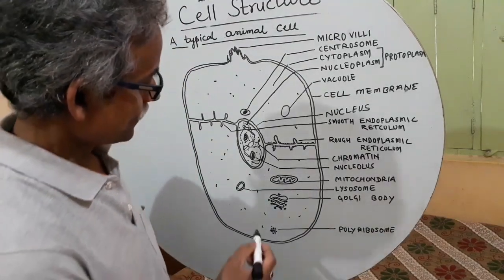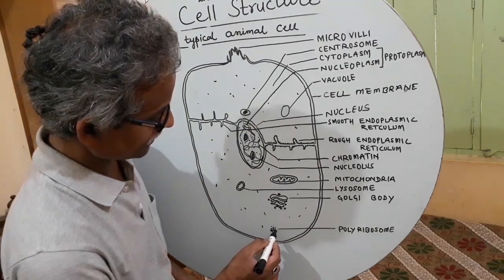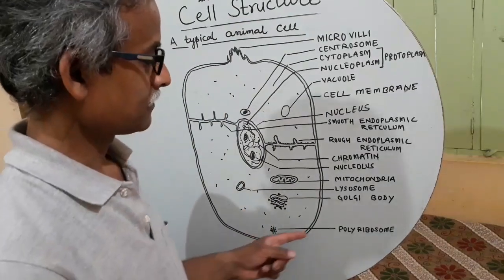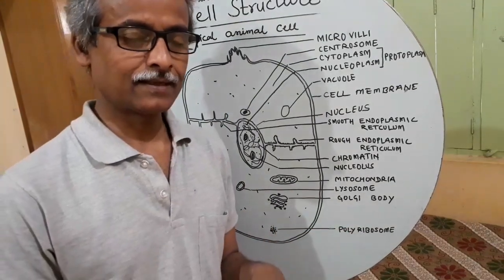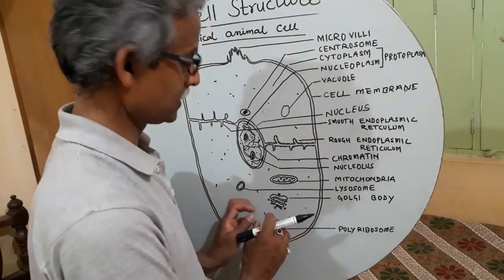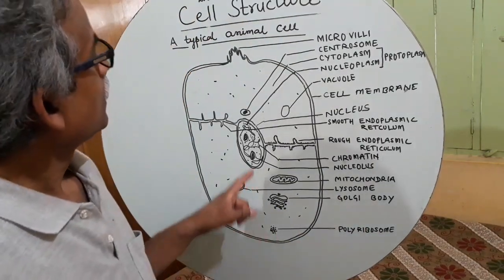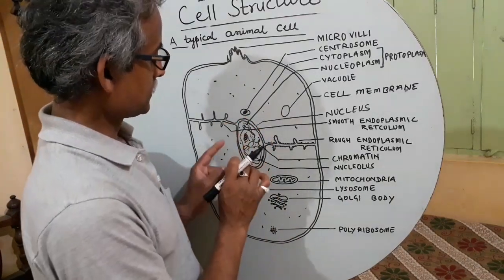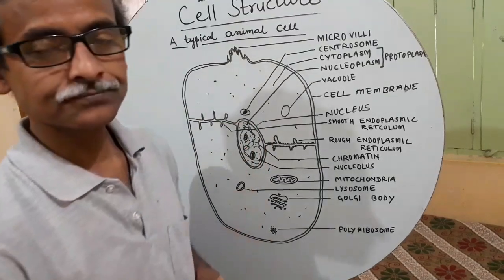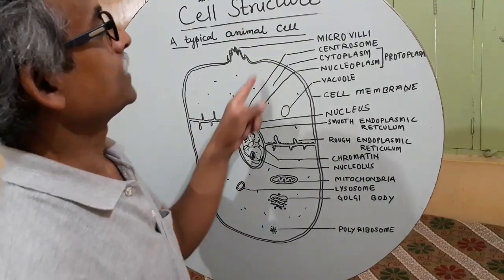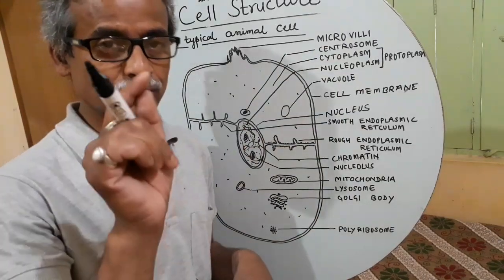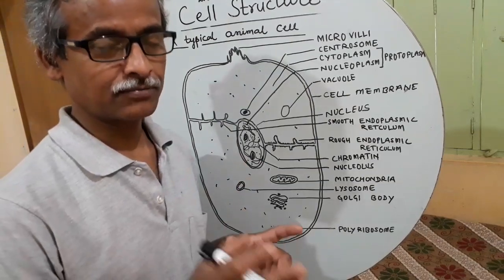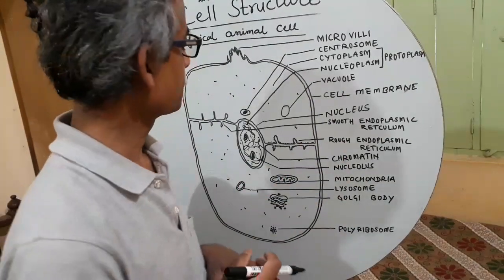You see here there are many particles, a bunch of particles. This is polyribosome. That is, a large number of ribosomes are found in a collection. There is a membrane bound structure just near the nucleus that is called centrosome. This is a unique structure of animal cell. It is not found in plant cell and other cells.